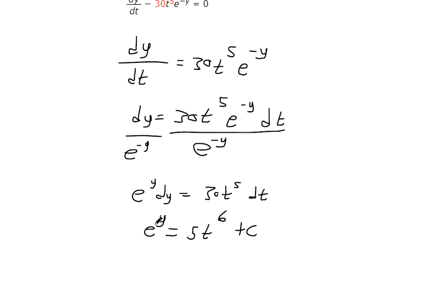And we can just double check ourselves. The derivative with respect to y, that's e to the y. The derivative with respect to t, that's 30t to the fifth. That checks out. Sorry, we're not quite done.